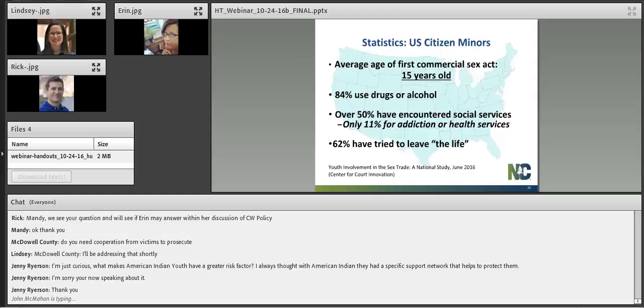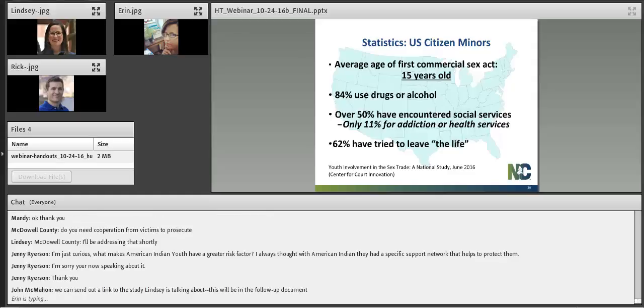Based on that study, the average age of the first commercial sex act was 15 years old. And that was asking boys, girls, LGBT, covering the entire gamut. The average was 15 years old. For cisgender females, so that's women who are born female and identify as female, that number was younger. And for cisgender males, it was higher. So again, this is just an average, but 15.